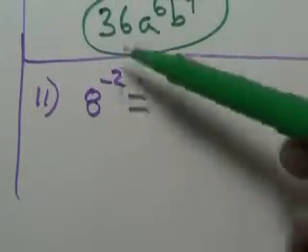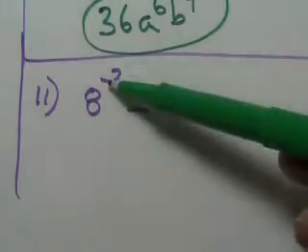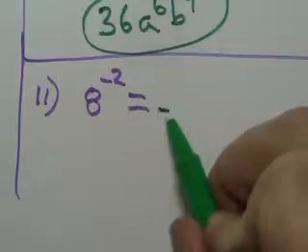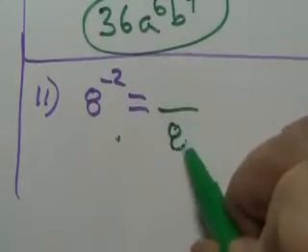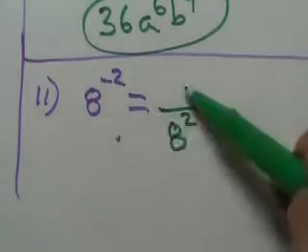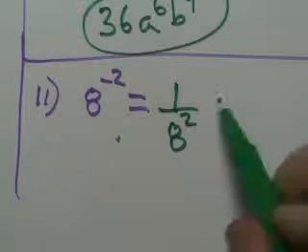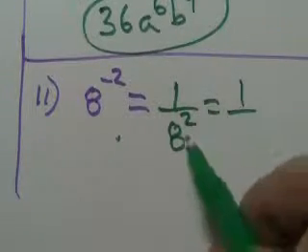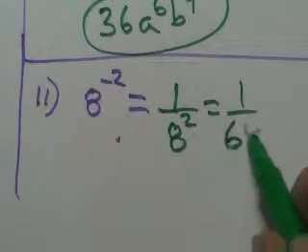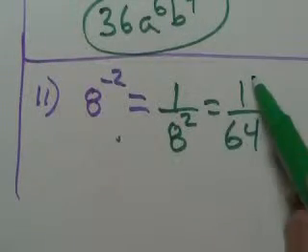Number 11, hey, there's a negative exponent. Location, location, location. That's in the wrong position. It should be down below. And when you bring it down below, it's now positive, the way it should be. What's on top here is a 0 or 1. It's a 1. So 8 squared is 8 times 8. It's not 8 times 2, it's 8 times 8.